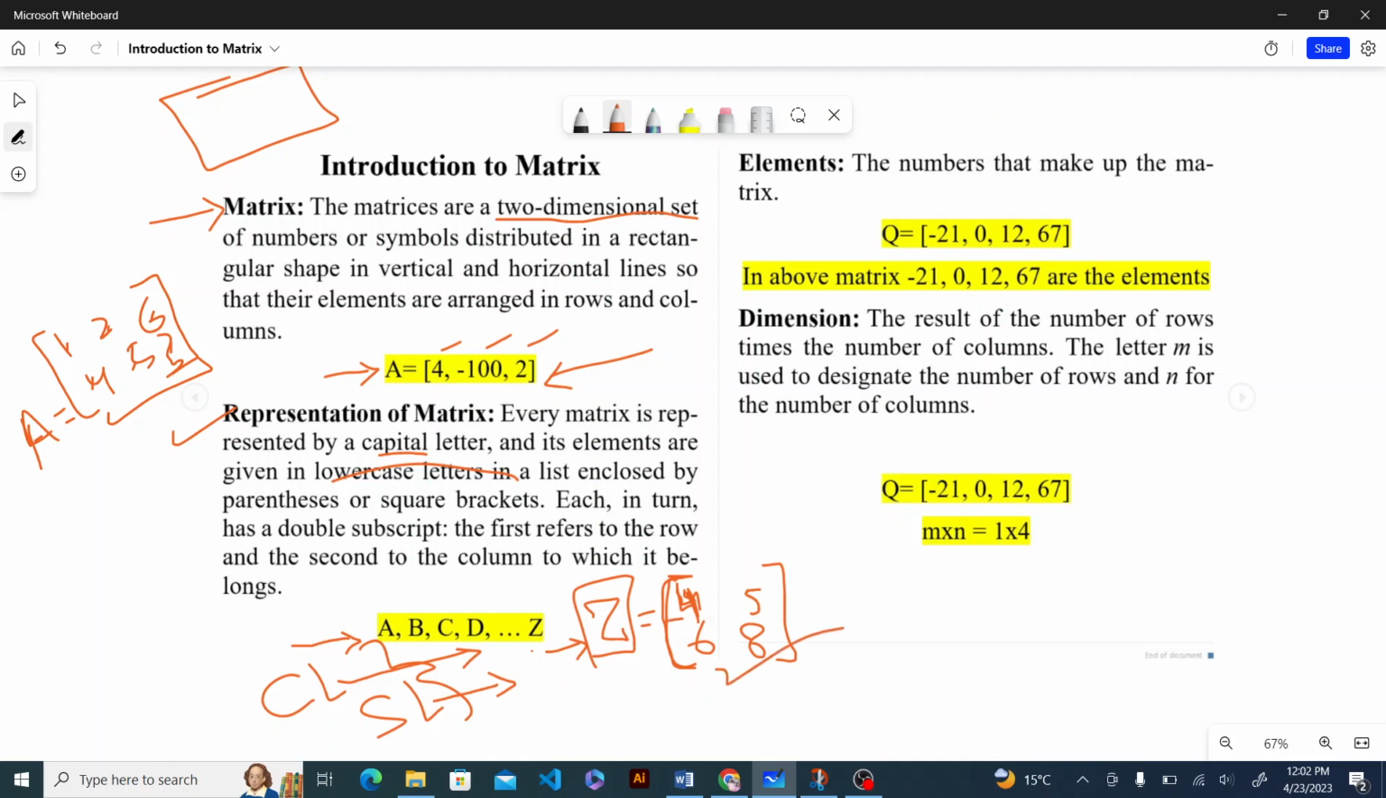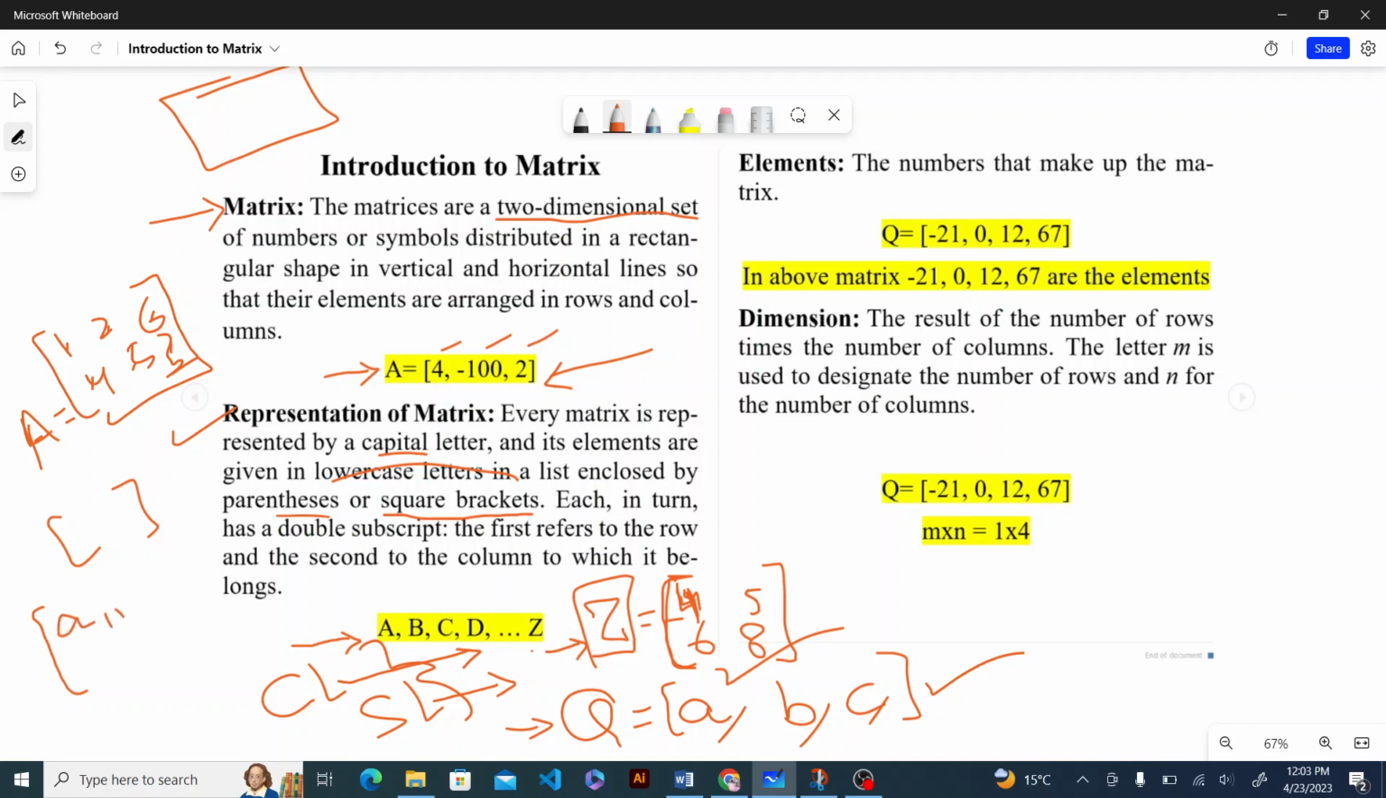In case of letters, we can write a matrix like this. This is a matrix whose name is capital Q, and its elements are these three elements a, b, c, small letters. What other thing is said here? That they are enclosed in square brackets or parentheses, and each in turn has a double subscript. So the elements are represented like this.